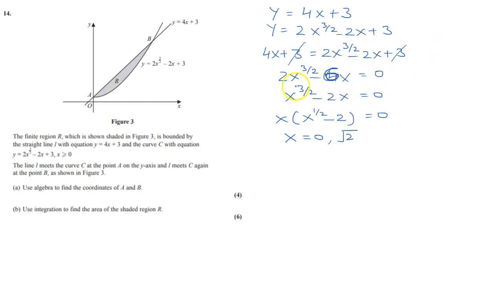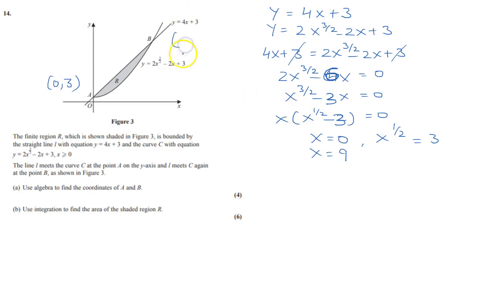So this is 3. This is 3. Now let's say x is equal to 0, and x to the power half is equal to 3. So it means x is equal to 9. So this coordinate is 0. If I put on this line, it will be 3, so 0 and 3.